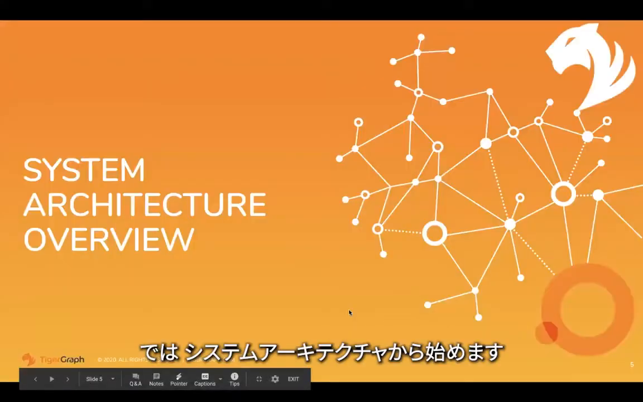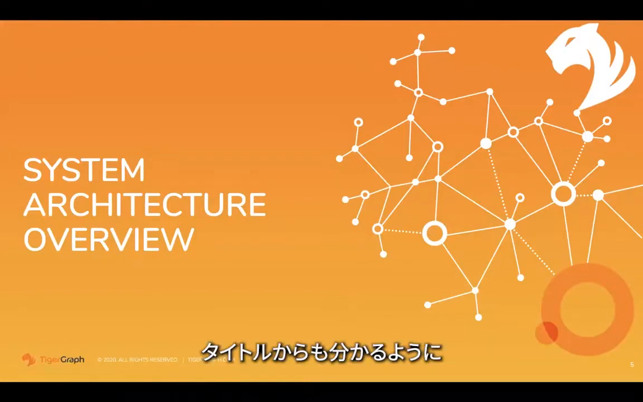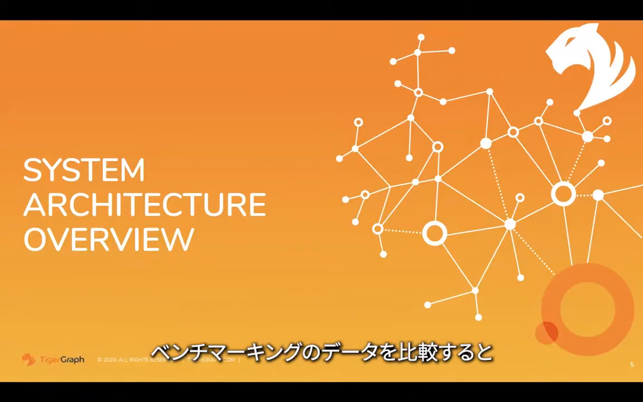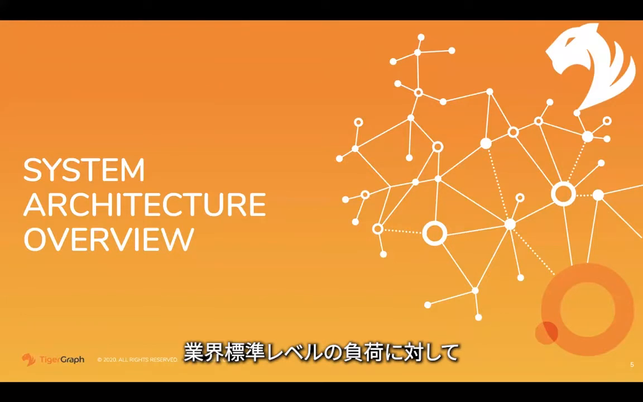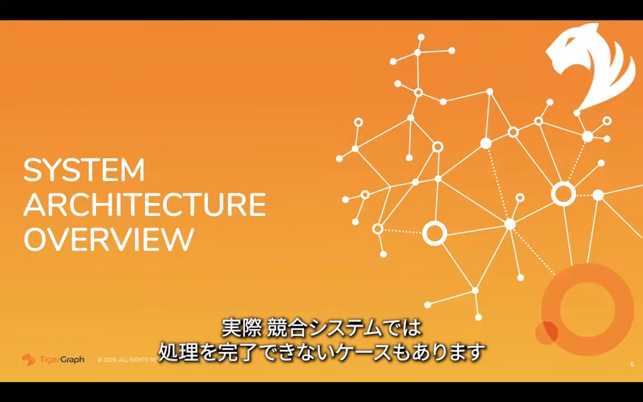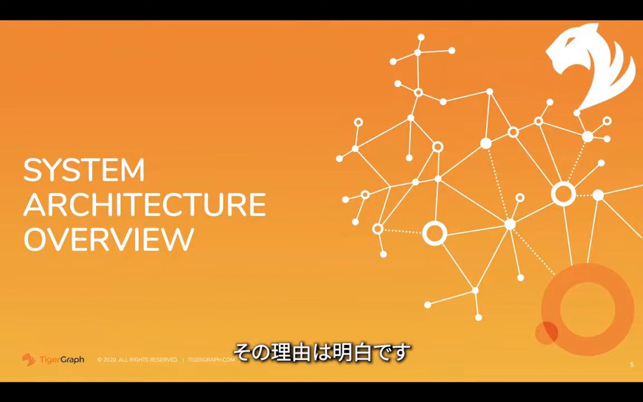So starting off with the system architecture, as the title suggests, maybe a bit provocatively, we take great pride in TigerGraph's performance. And if you review our performance benchmarking data for a lot of the industry standard workloads, TigerGraph is clearly ahead of the competition. In fact, in some parts of those industry workloads don't even complete on other systems. And there's a reason for that.